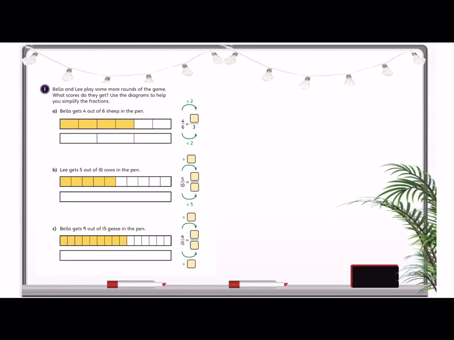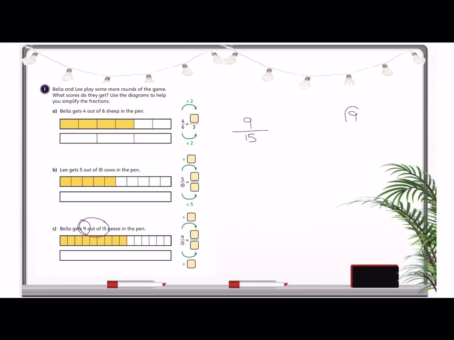Our final part, C, exactly the same process. So always remembering to follow every step as we go along. Once you've got those steps clear in your mind, you're never going to get this wrong. So we know that Bella gets 9 of the 15 geese into the pen. So 15 is the total number she could have got into the pen, so our denominator. And 9 is the number of geese she managed to get in, so our numerator.